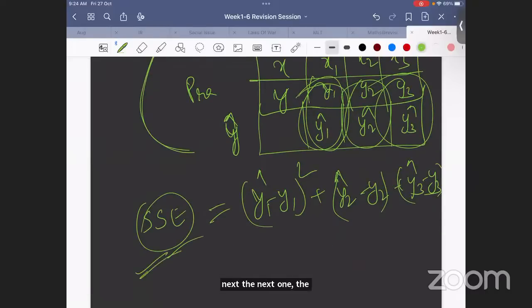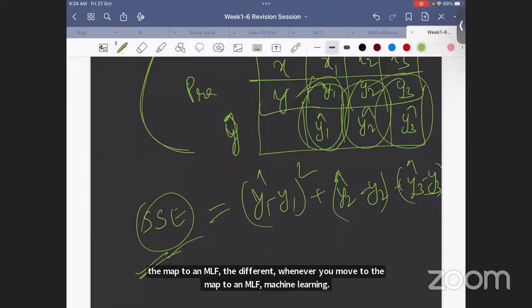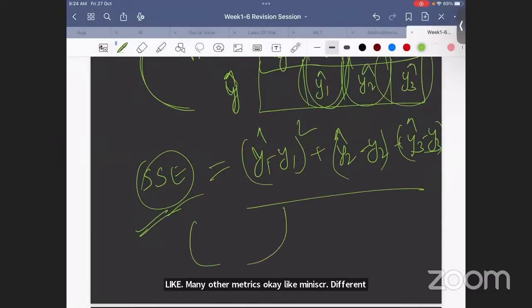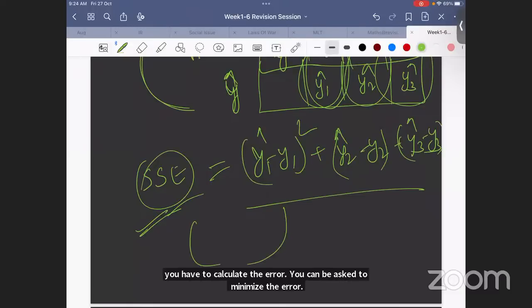Okay, like mean square error or different types of metric you'll be reading. Here you're just going through the sum square error. So basically, you have to calculate the error. You can be asked to minimize the error. So what you can do is check at which point the value will be minimum, or maybe differentiate it, equate it to 0 to get the value.